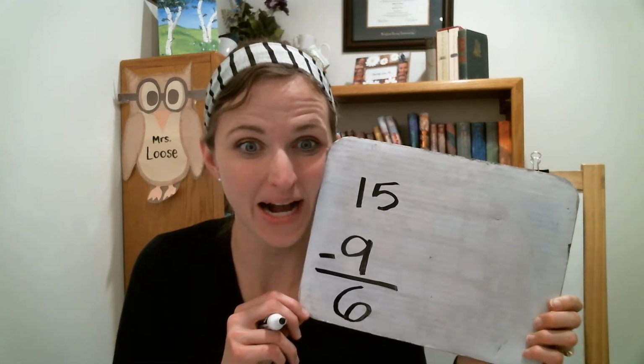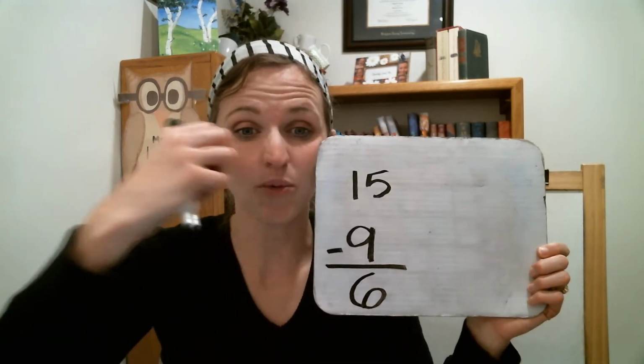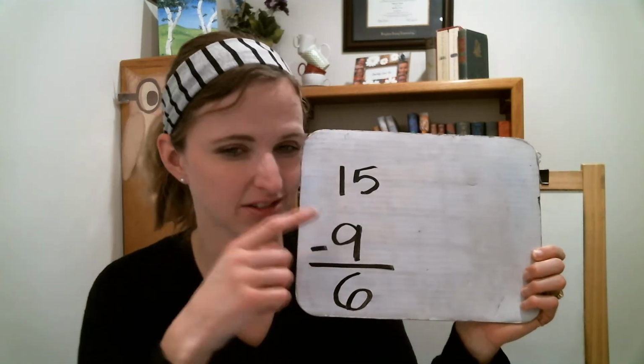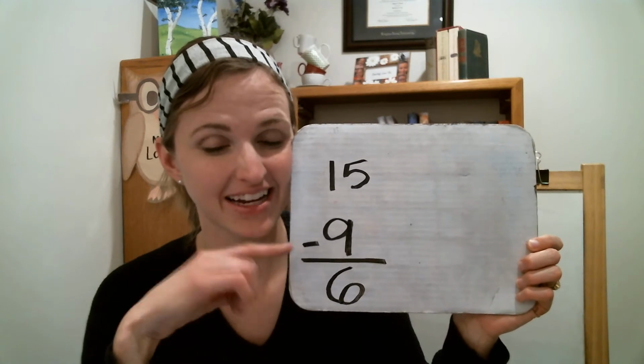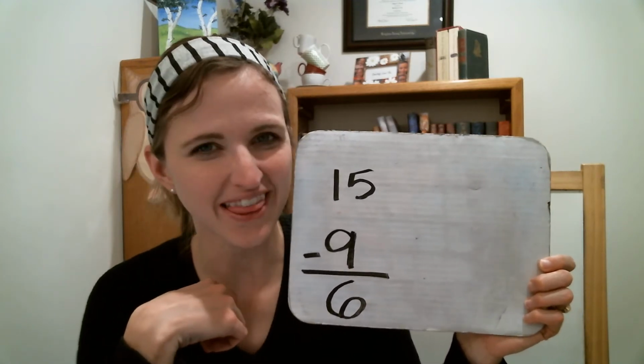I worked backwards. I said, I have 15. If I take away 5, I'd have 10 left. I'm trying to get down to 9, so I'll take away 1 more. That will get me to 9. Well, 5 with the 1 more is 6. Is that a weird way to think about it?